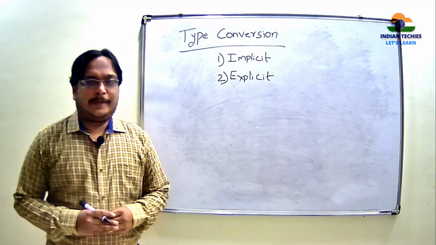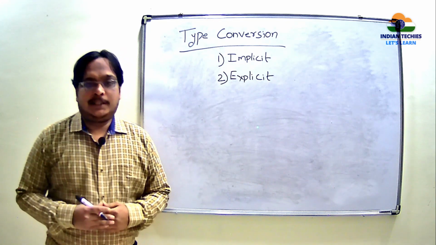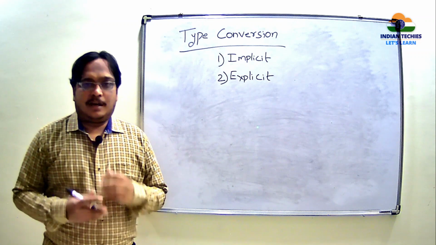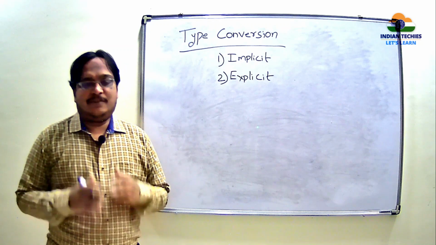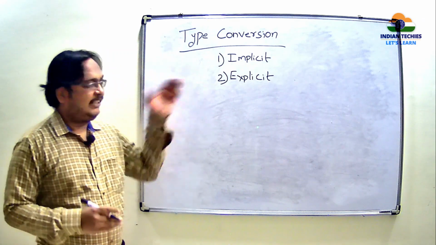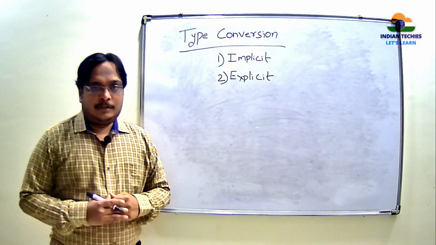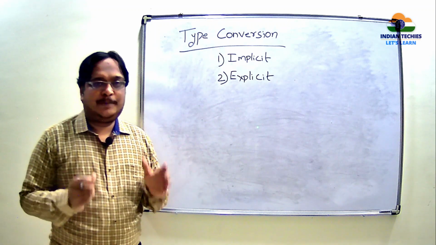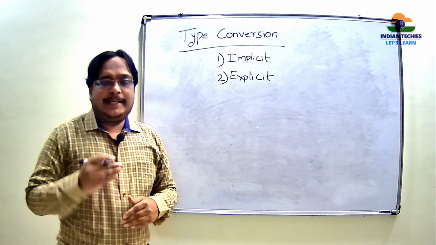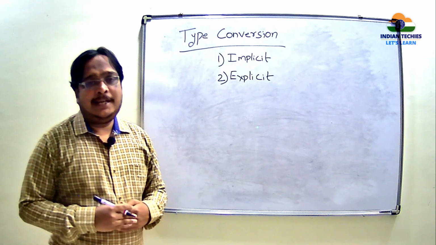So, the next topic is type conversion. We have discussed various primary data types, that is character, integer, float and double. Now, there will be a requirement of converting one data type into another data type. In that situation, we have two methods. One is implicit type conversion, the second is explicit type conversion. There is a lot of difference between them. Implicit type conversion means it is done automatically by the compiler. Internally it is being done, that's why it is called implicit.